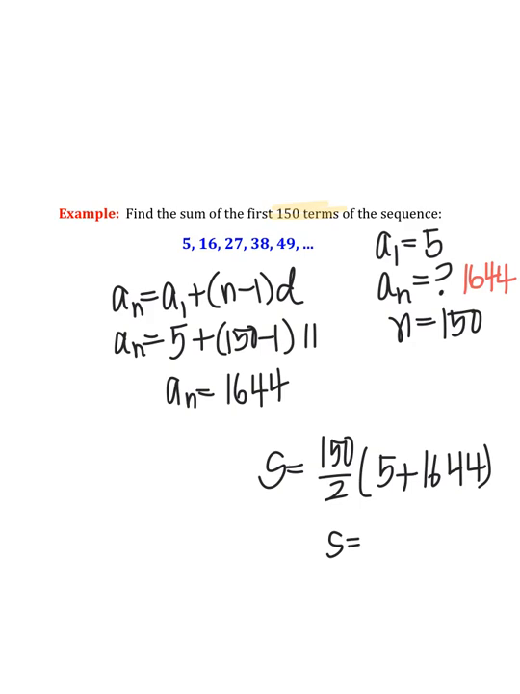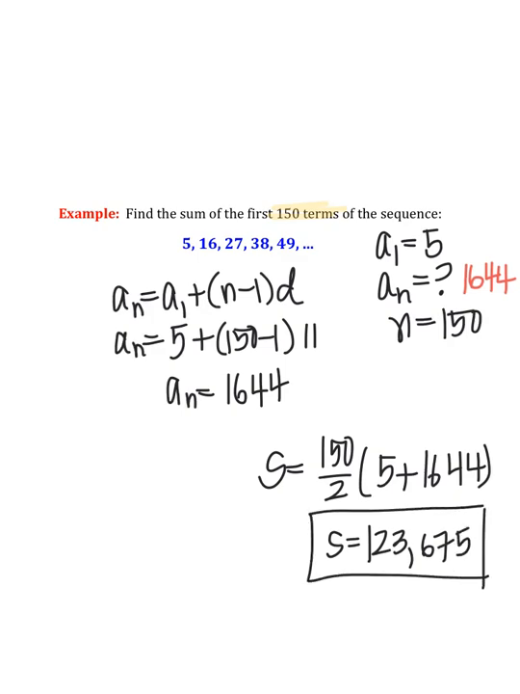And it turns out that my sum is 1, 2, 3, 6, 7, 5. It's going to be my answer for this one.